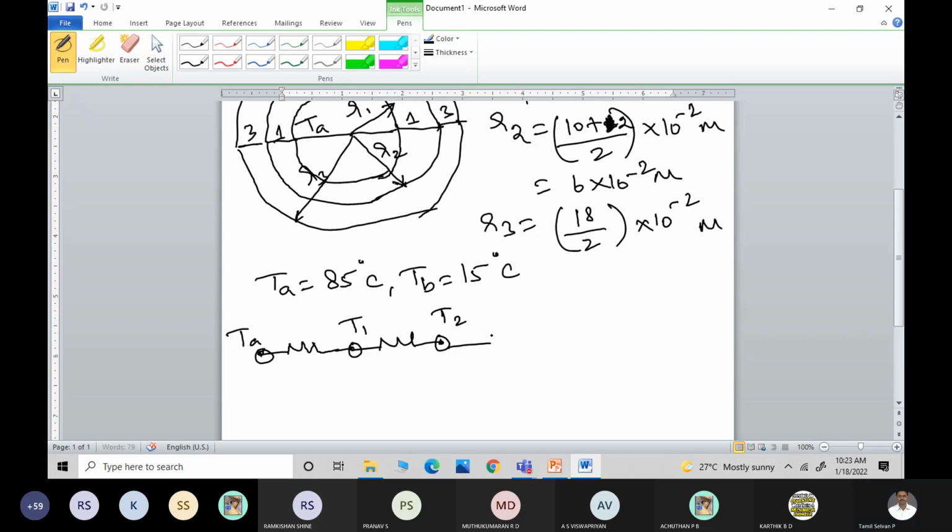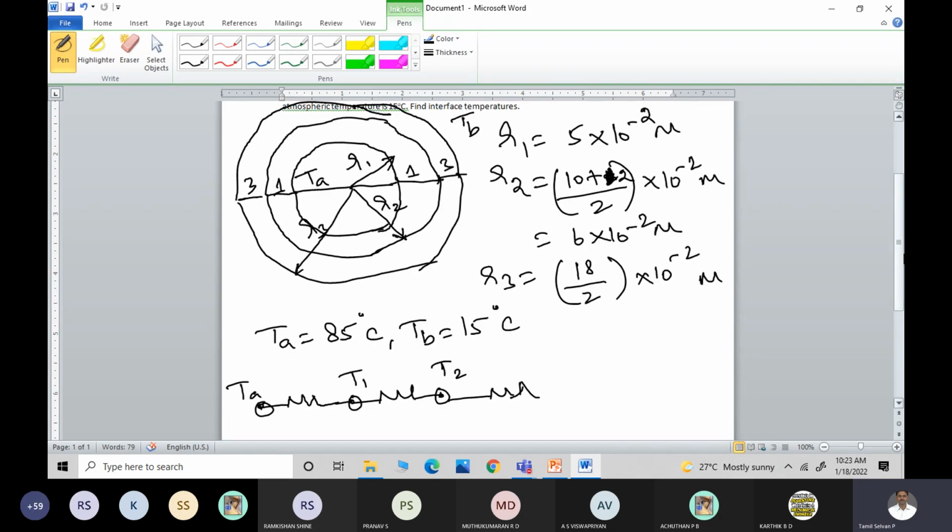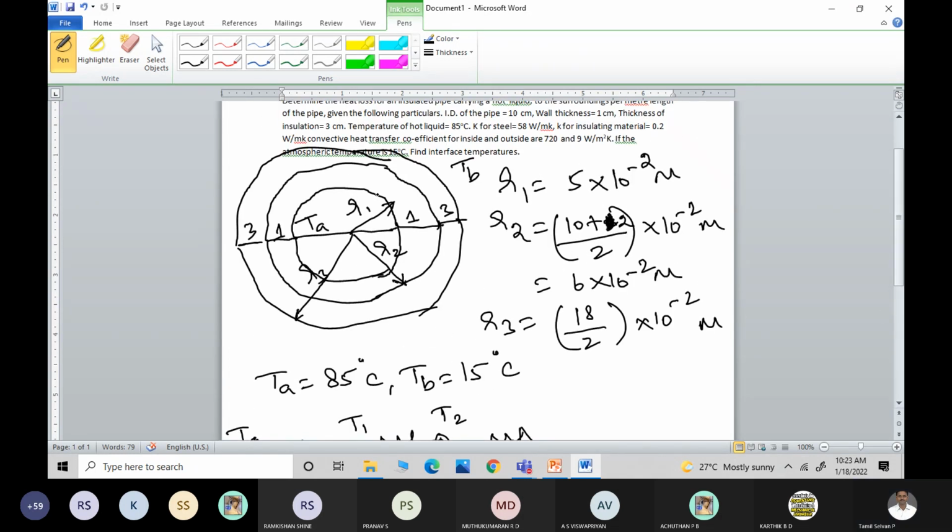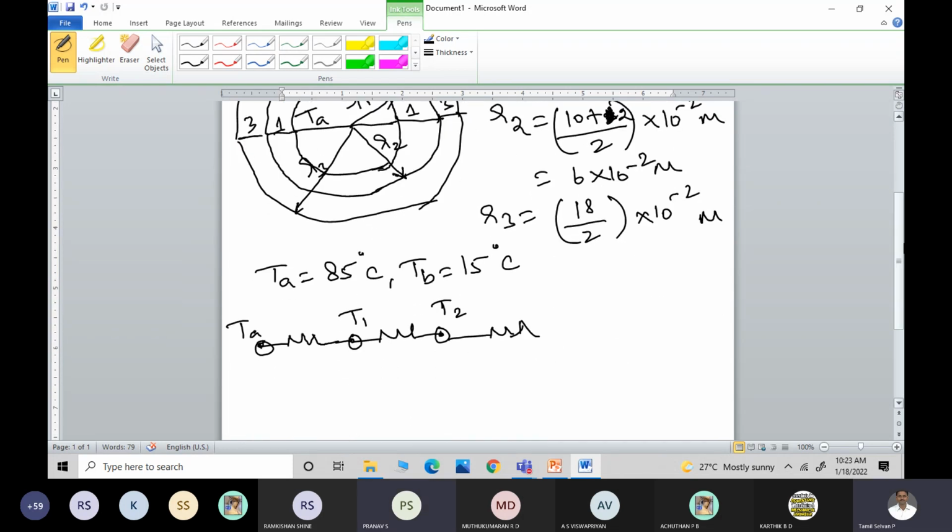T2, 1, 2, 3. You will be having 3 temperatures, right? T1, T2, T3, and finally TB. Am I correct, ma? Yes, sir. So you will be having T3 and finally you will be having T suffix B. So T1, T2, T3 and T suffix B.